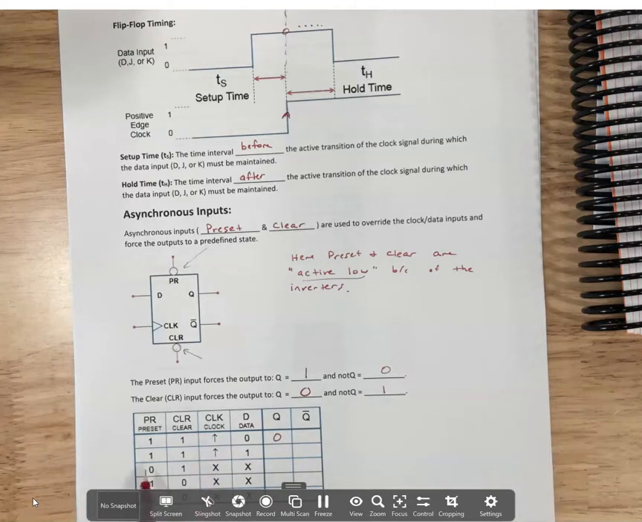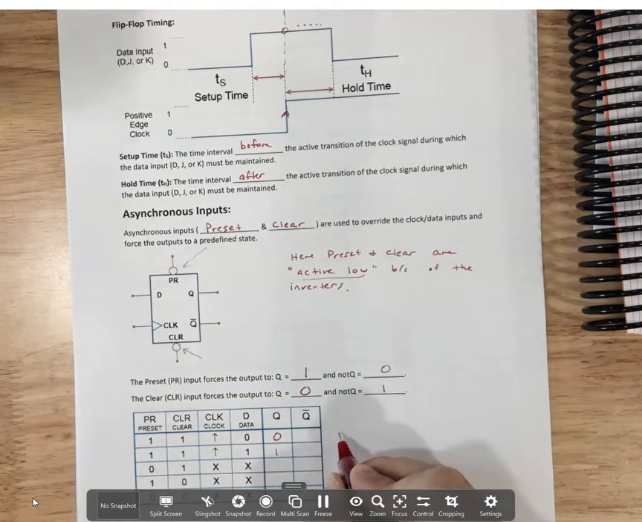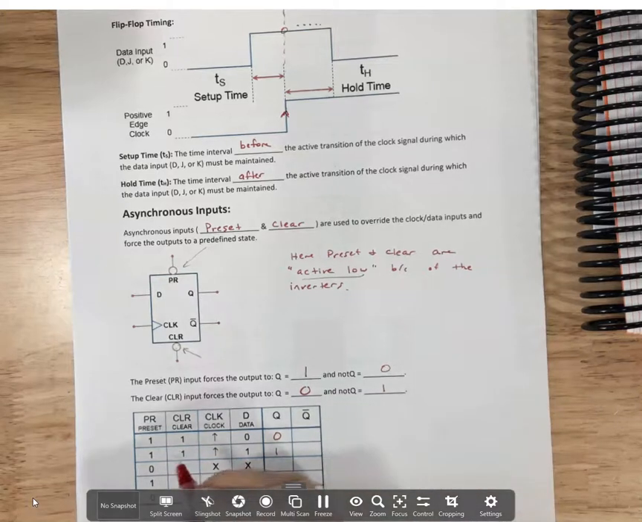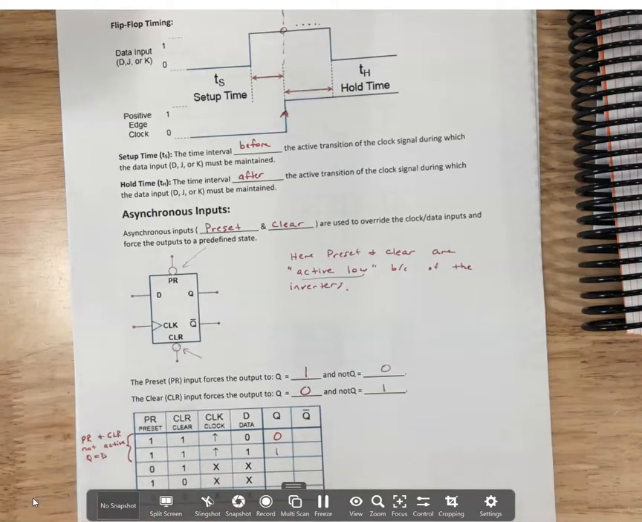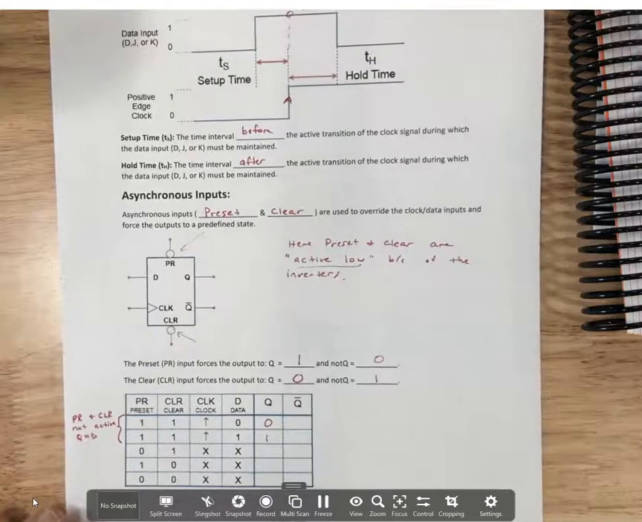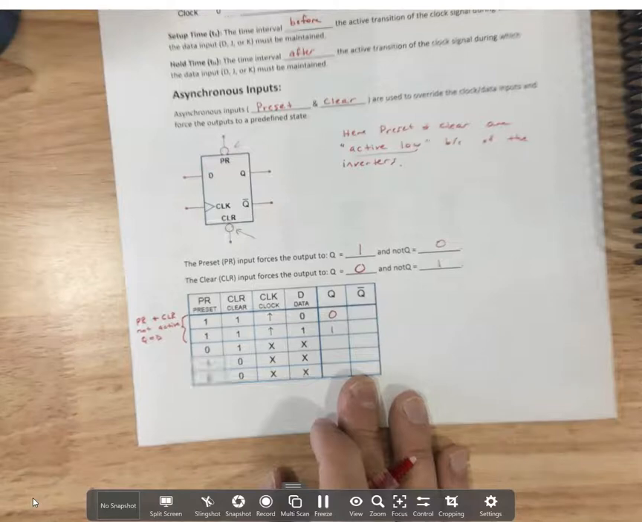And then, very similarly here, preset and clear are not active. On the rising edge, if D is 1, then Q is going to want to become a 1. So basically, you could say here, preset and clear, PR and CL, are not active, so Q wants to equal D. Need to slide my paper under the camera so I can get a little more in shot.